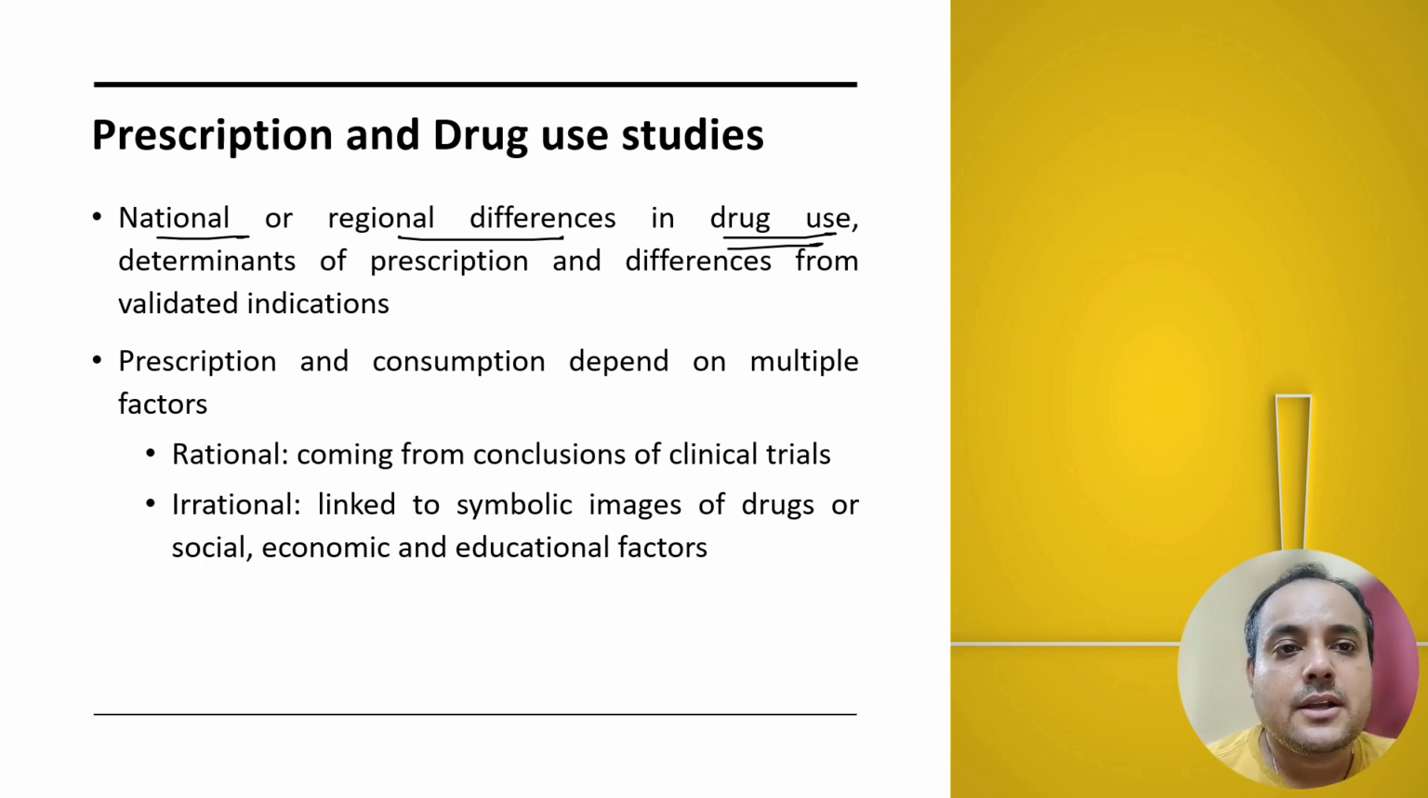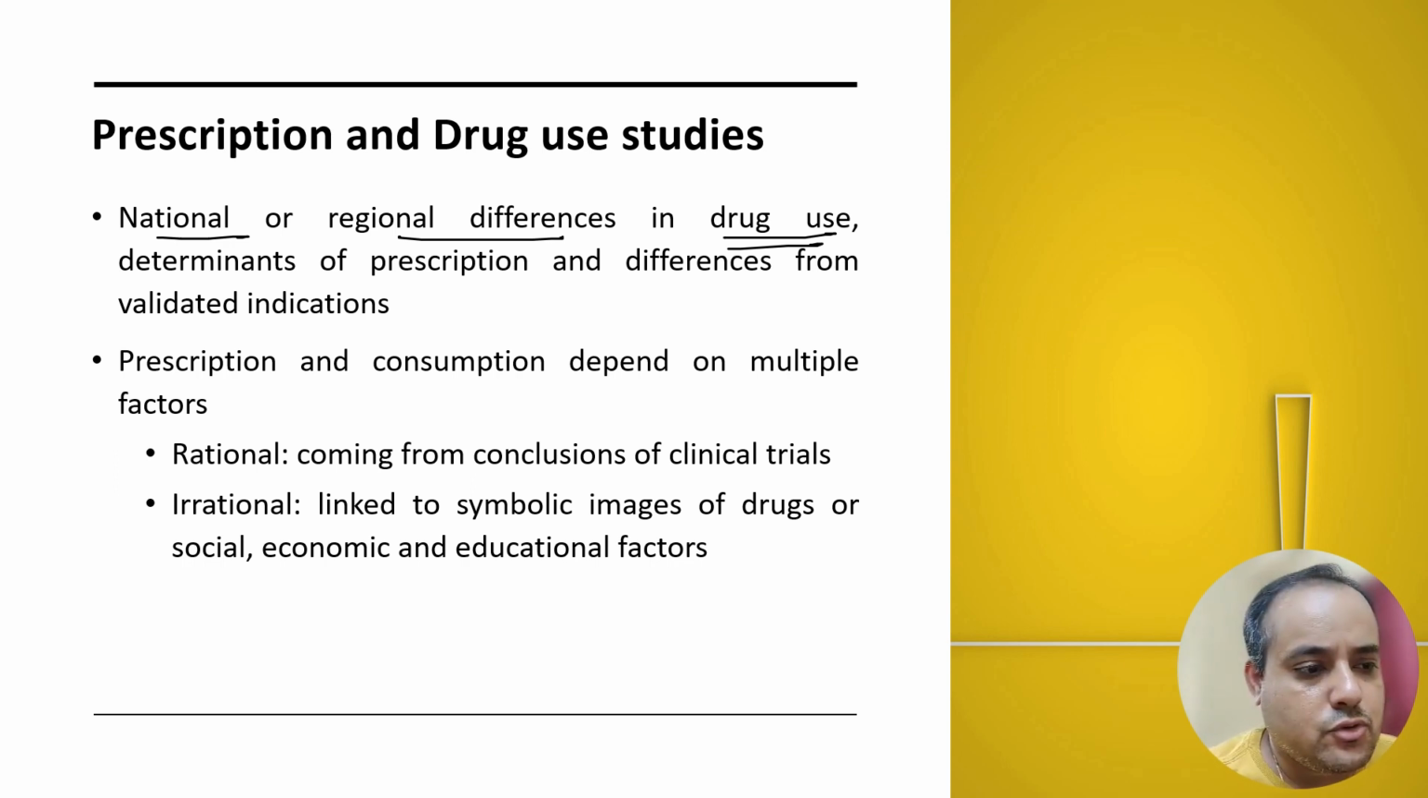Because you have got an essential medicine list that is given by WHO, but then the Indian government also makes its own national list of essential medicines as per its own need. So now the national need may also vary. So this prescription and drug use study looks into those parameters as well.